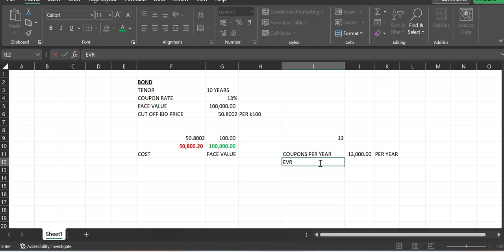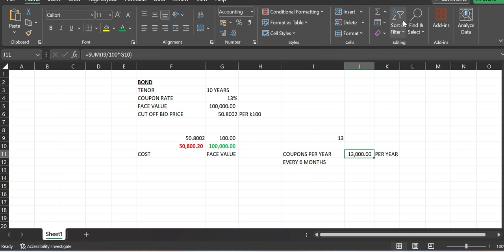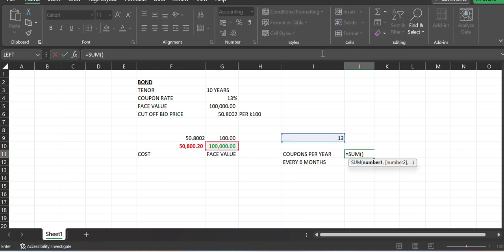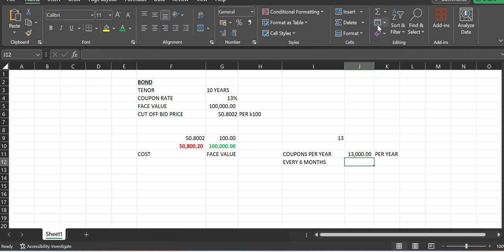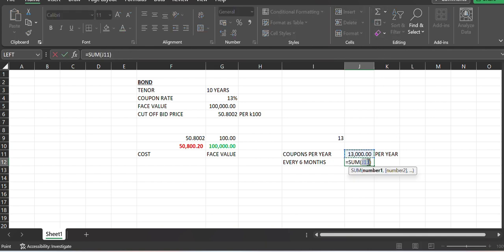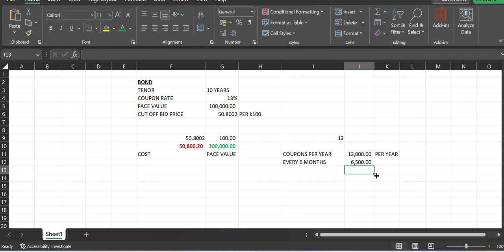So every 6 months you'll be getting, you basically divide this by 2, right? You basically divide this by 2. 6,500.